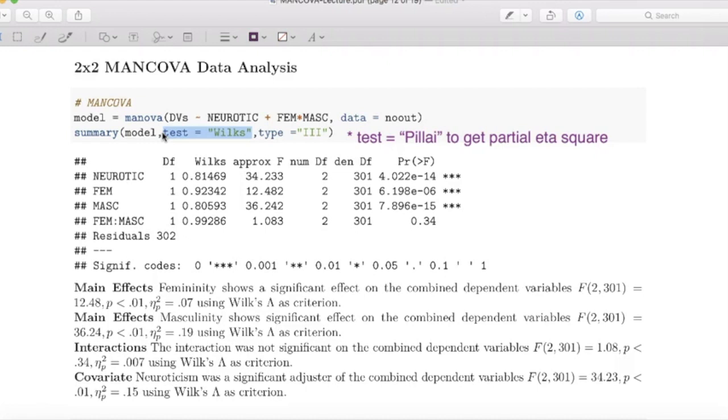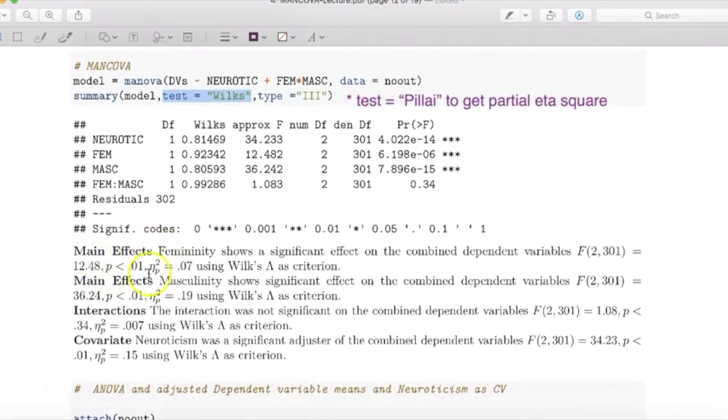So I only asked for Wilks, and now I can see that I have significance for neuroticism, femininity, and masculinity, but not for the interaction. So here I could have checked the homogeneity of regression slopes as well, sparing myself the previous step. So you can do that, and they're not going to give you different results. I only did the other one because I was introducing the concept, but you can do it here in a single step. What was I going to say? So here I have the main effects for femininity and masculinity, the interactions, whether they were significant or not, and for the neuroticism covariate.